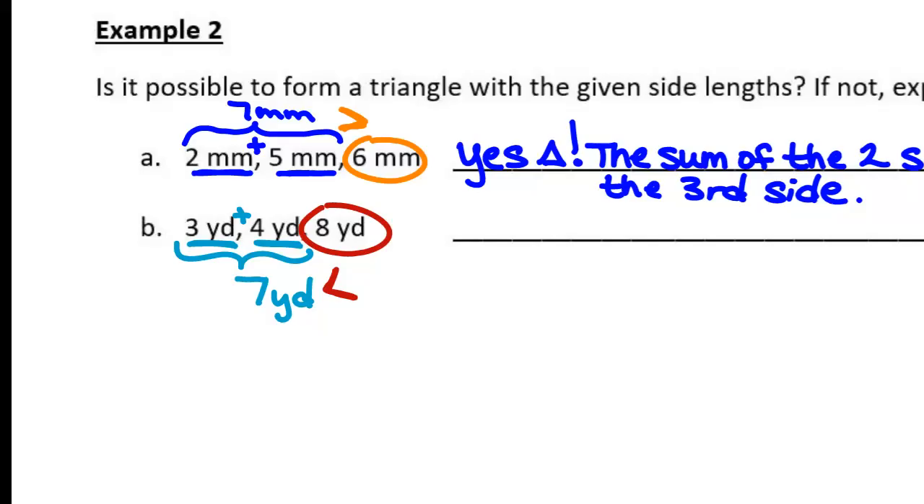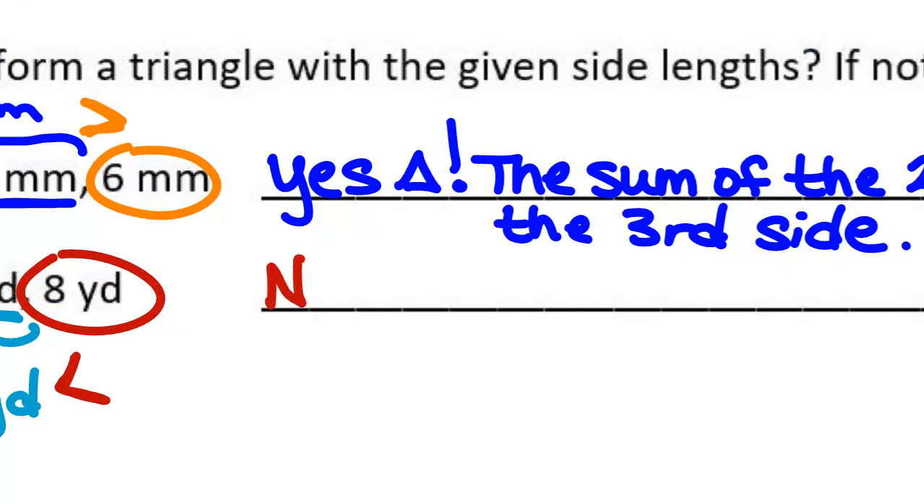Well, if I add the 2 smaller sides together, and it comes up to be smaller than my third side, that's this situation right here. They're not going to meet to make that point at the top. So can we make a triangle out of these 3 segments? No. So I would say no.